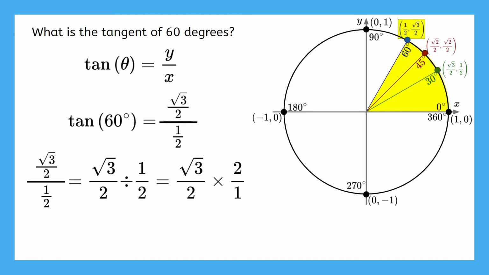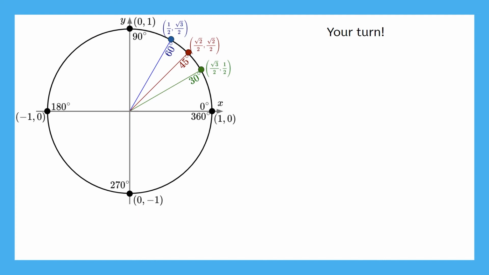the square root of 3 over 2 times 2 over 1. The 2's cancel, which leaves us with just the square root of 3. And that's our answer. The tangent of 60 degrees is equal to the square root of 3. All right? Now it's your turn. Try using what you've learned so far to answer this question.